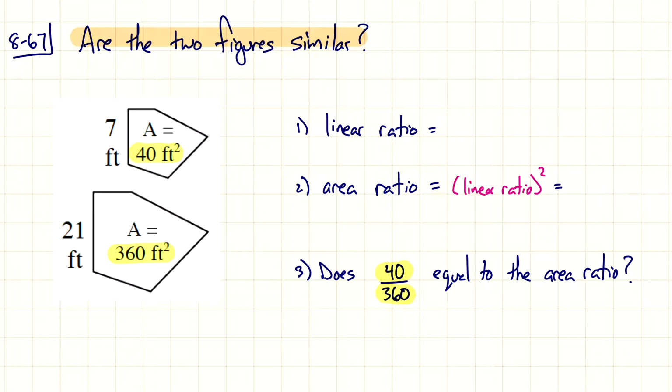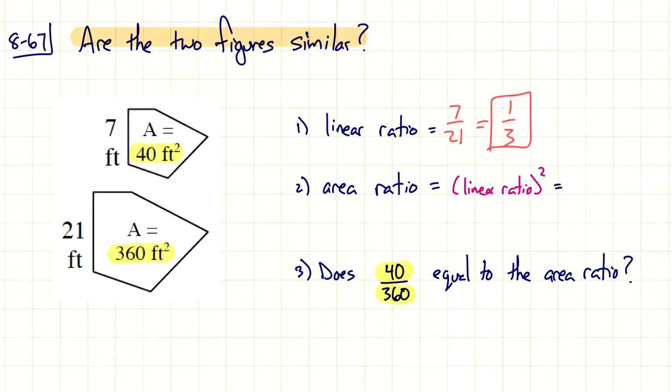So we'll stick with small over large on this fraction. So what is the linear ratio of these two shapes? And reduce your fraction on this one as well. Okay, if you said 7/21, then you are partially correct. You need to reduce this. So this would be 1/3. All right, so linear ratio is 1/3.